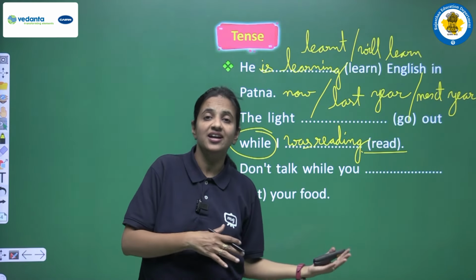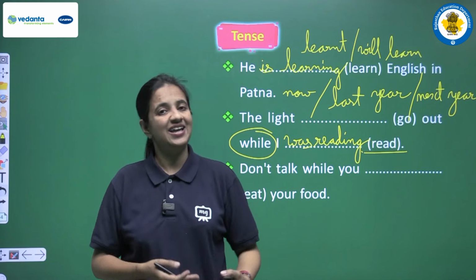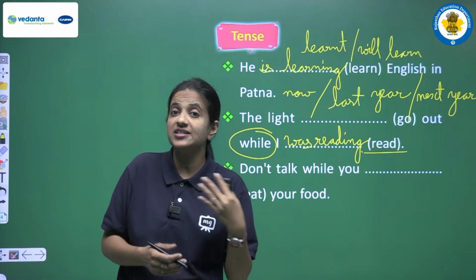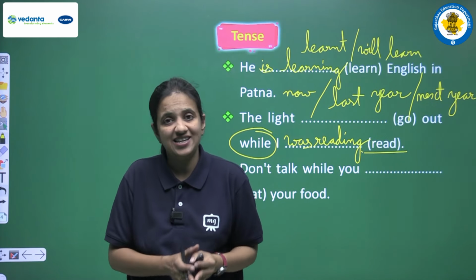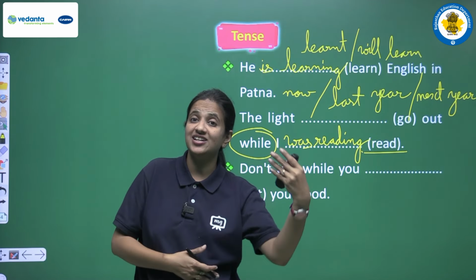Light का जाना, क्या ये continuous form में हो सकता है? क्या ये कोई ऐसा action है जो कि progress में होगा, जो कि continuously होता रहेगा? Because light तो एक ही बार जाएगी, राइट? ऐसा नहीं है कि वो continuously बार बार जा रही है.